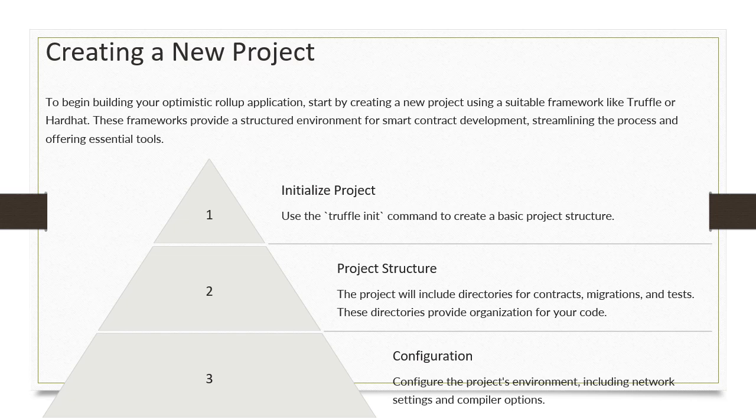To create your optimistic rollup application, start by initializing a new project using Truffle or Hardhat. Use the truffle init command to set up a basic project structure, which includes directories and contracts, and then configure the project's environment, including network settings and compiler options to match your development needs.